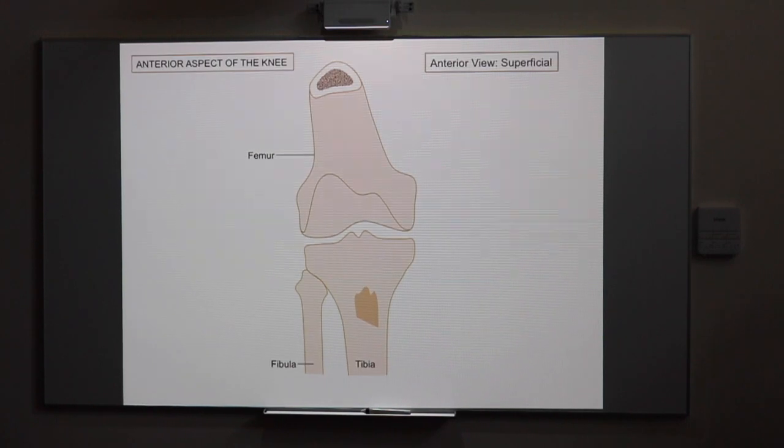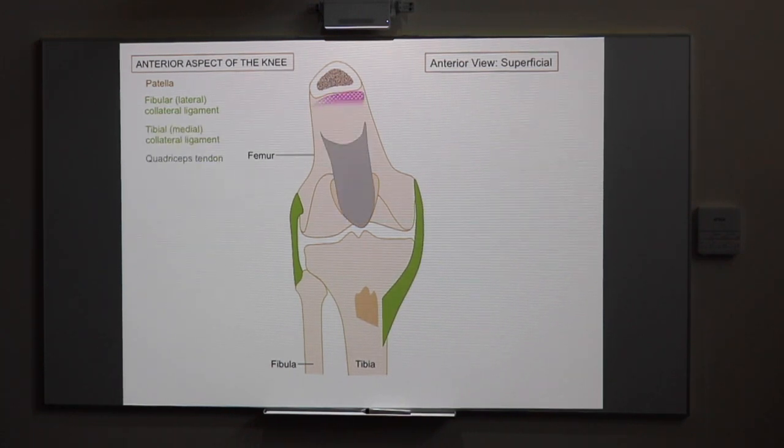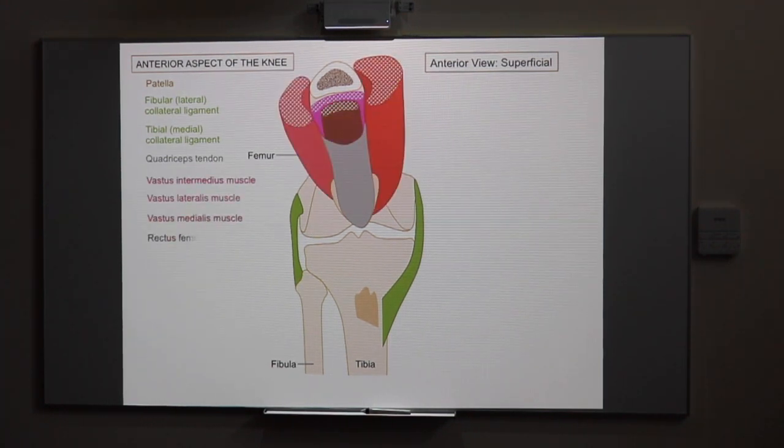Now going further, we are looking from the front. We know these bony landmarks. We know about these ligaments. And this is the quadriceps tendon, reinforced by vastus intermedius, lateralis and medialis and rectus femoris. They all make the quadriceps tendon.